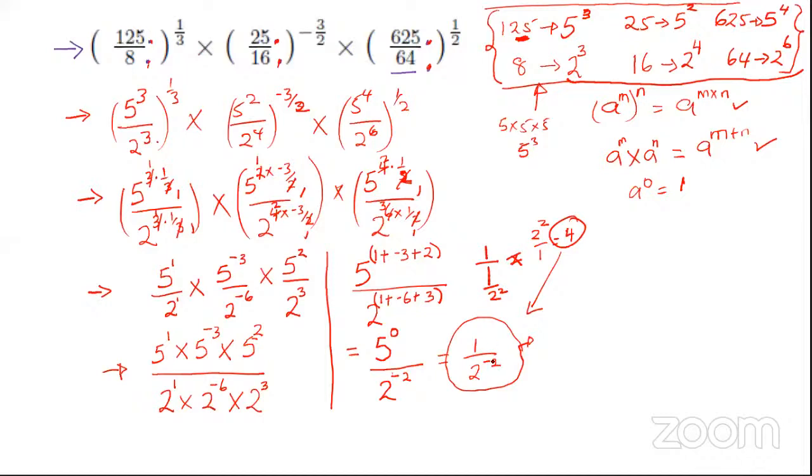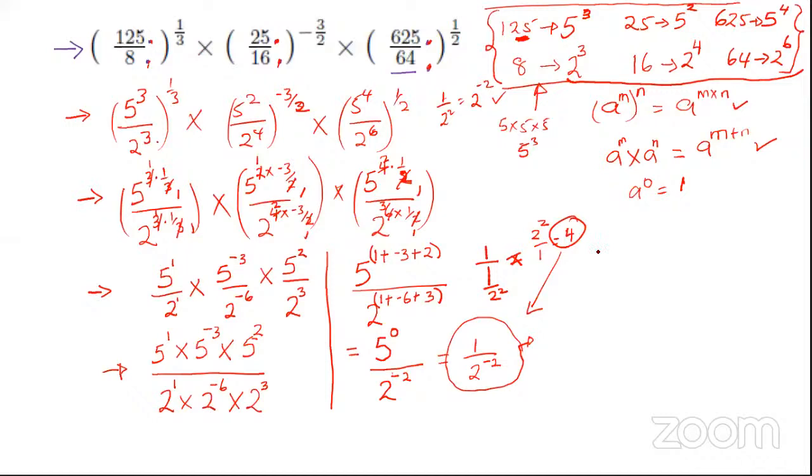So that is why we may not go beyond. If it was just 1 out of 2 to the power 2, you'd say this is the same as 2 to the power negative 2. That's how you would put it.